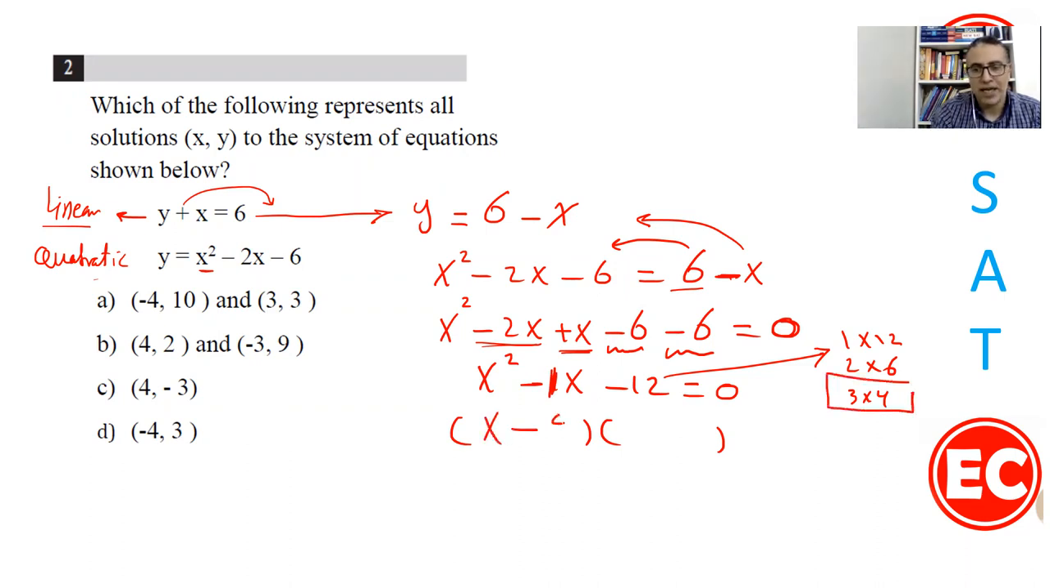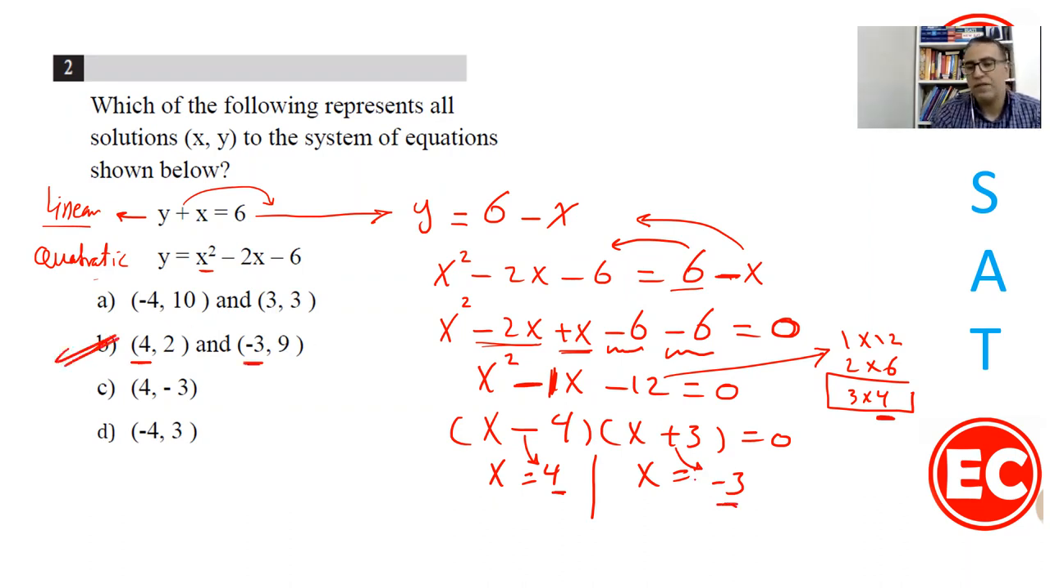So it's x minus 4, as the greatest number is 4. Take the sign of the middle. And x plus 3 equal to 0. So x is equal to 4. If it's minus, it becomes positive, and if it's positive, it becomes negative. So the two values of x are 4 and negative 3. So the answers are 4 and negative 3.